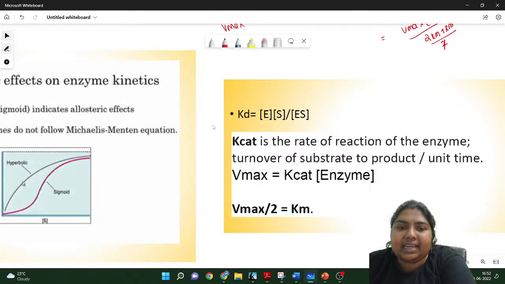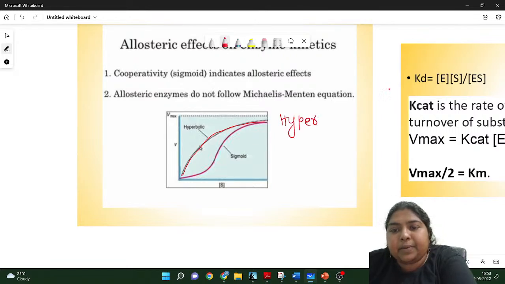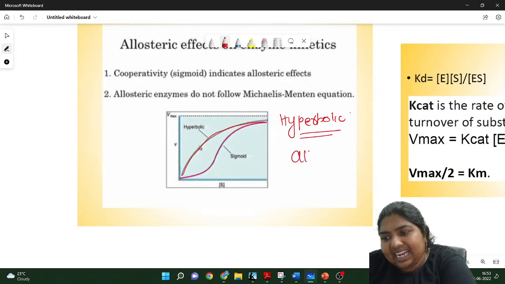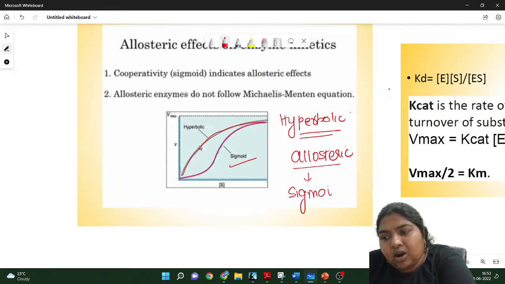Okay. So under the normal condition, we saw that the curve is going to be hyperbolic in nature. But whenever it is undergoing the allosteric effect, what will it show? It will show the sigmoidal curve.